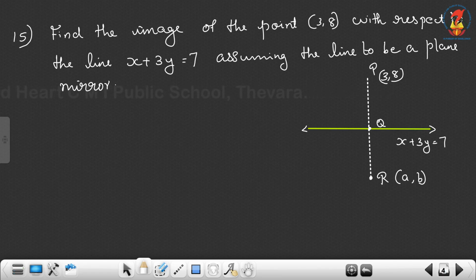Next one, find the image of the point with respect to the line, assuming the line to be a plane mirror. Find the image of the point P. P is the point (3, 8). What is the image of this point P with respect to the line x plus 3y equal to 7?